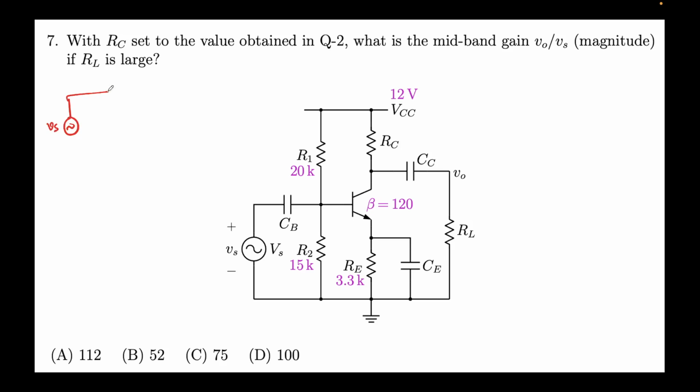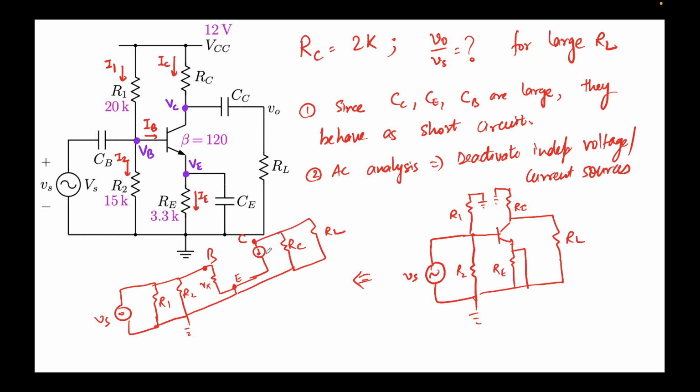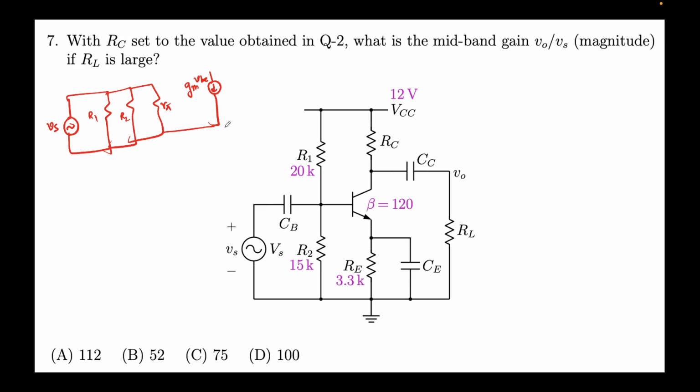Vs, R1, R2, R pi, and then we have the emitter, and then this is nothing but gm VBE. I forgot to write it in the last slide. So the value for this is gm VBE. What is VBE? This voltage is VBE. Then there is an RC, and finally there is an RL, and this is the output voltage Vout across RL, right? And this is again ground.